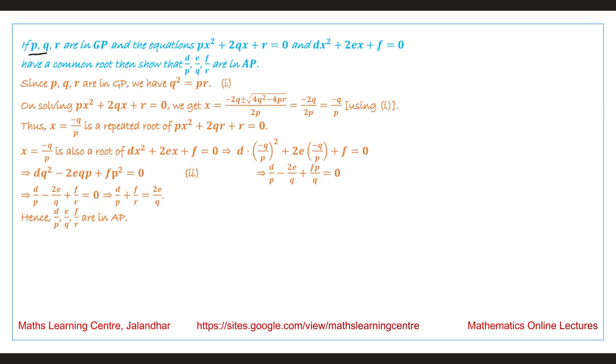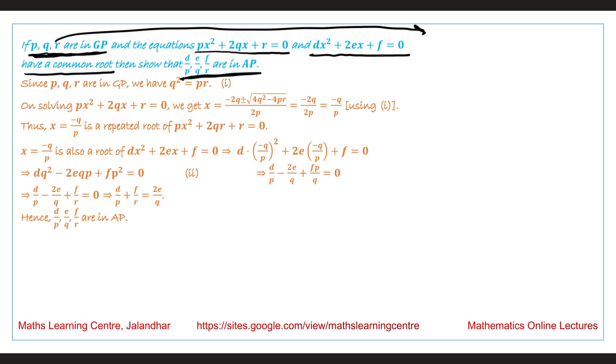Next we have, if P, Q, R are in GP and the equations Px square plus 2Qx plus R is equal to 0 and Dx square plus 2Ex plus F is equal to 0 have a common root, we have to show that these three terms are in AP. So we are given that P, Q, R are in GP. So this implies that Q square is equal to P into R.